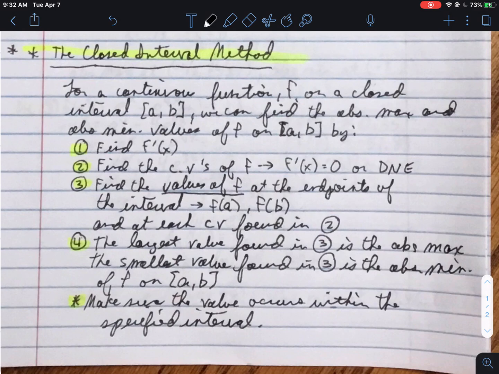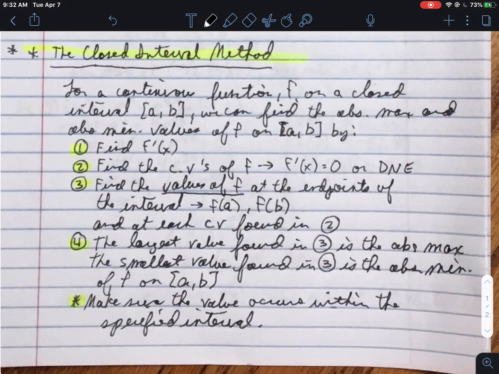Again, we have this continuity thing. For a continuous function f on that closed interval a to b, we can find the absolute max and the absolute min values of f on that interval by first finding our derivative. Why do I find the derivative? So that I can find the critical values of f. And how do we find those critical values? We set the derivative equal to 0, or we look to see where that derivative is undefined. So step 1 and 2 is all about finding the critical values.